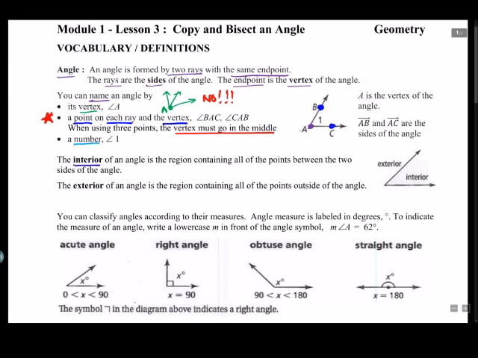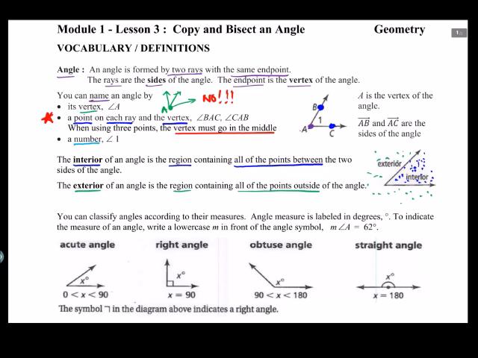The interior of an angle is the region containing all of the points between the two sides. So this is pretty straightforward idea here. Here's the inside of our angle. All of these points are inside the angle. They would be on the interior. The exterior of an angle is the region containing all of the points outside of your angle. So all of this stuff out here. Again, very straightforward, but these terms are going to be useful to us when we are describing what we're going to be doing in the lesson.